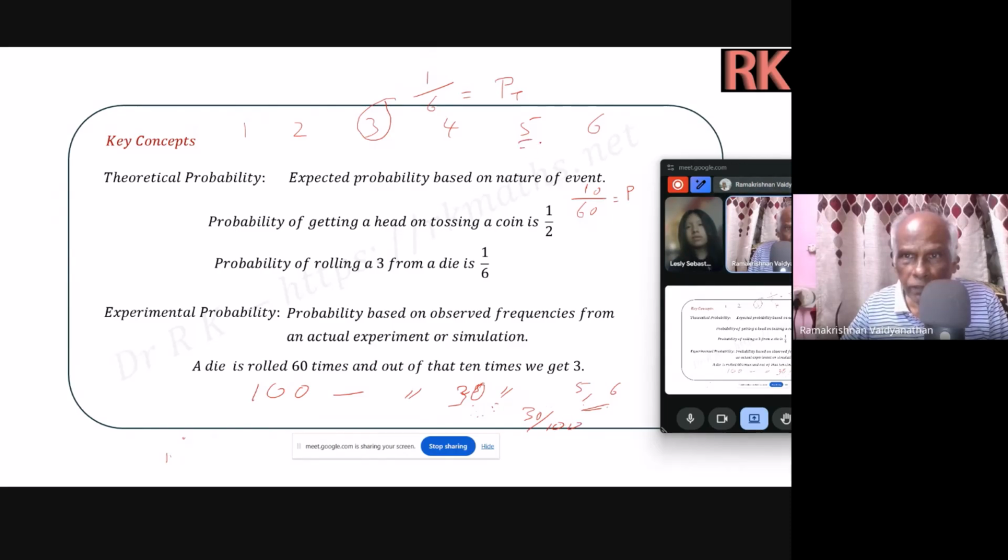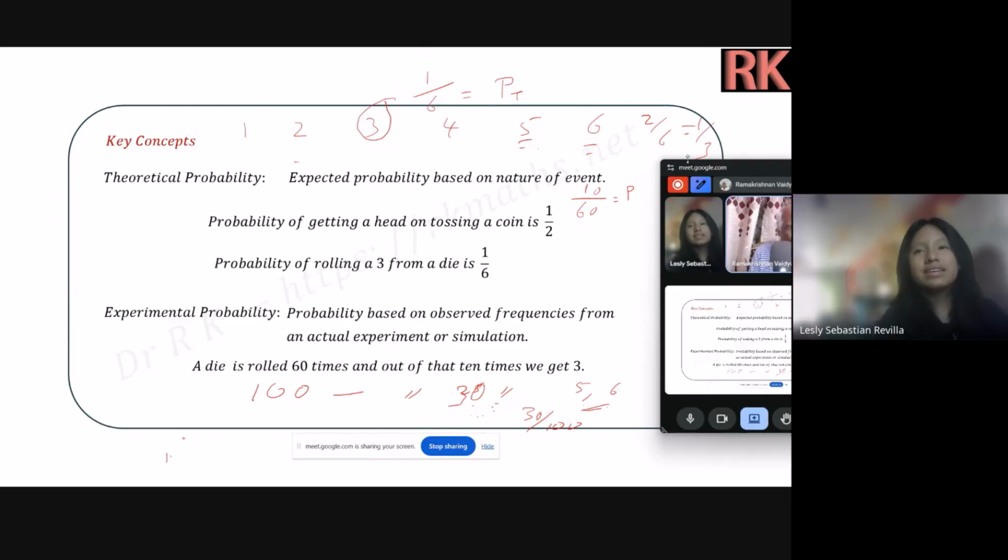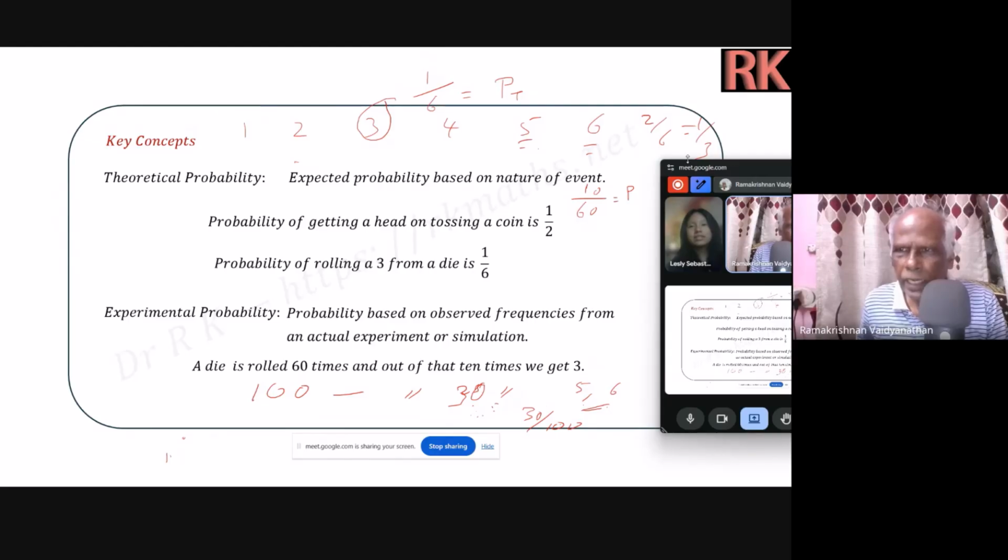So 5 is 1 event, 6 is 1 event. Total number of events is 6. Therefore, 2 by 6 is 1 by 3. Probability by experiment is 30 by 100. Probability theoretical is 1 by 3. Probability by experiment is 0.3. Yes or no? Yes. 30 by 100 is 0.3. Okay. And this is also 0.3. Yes or no? Yes. Both are tallying, no?